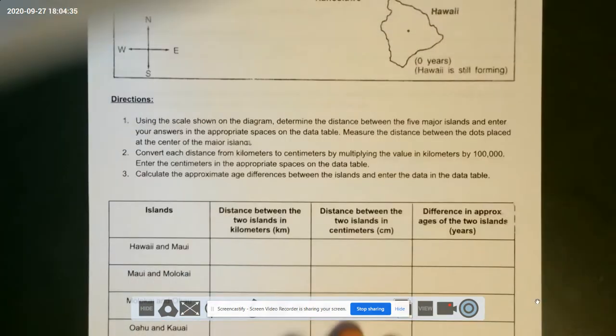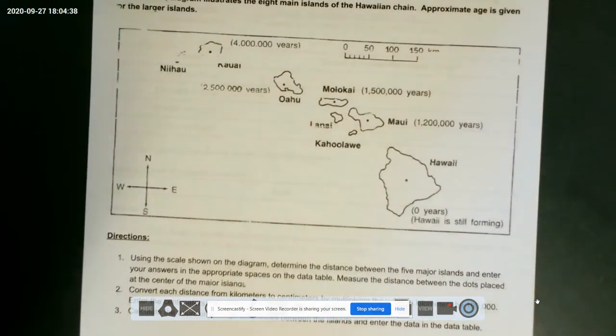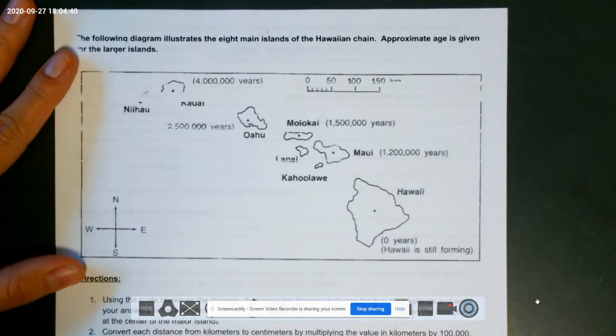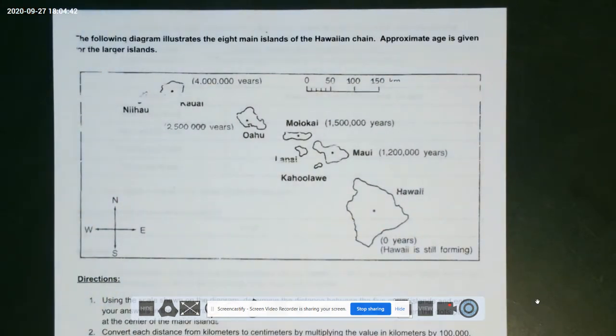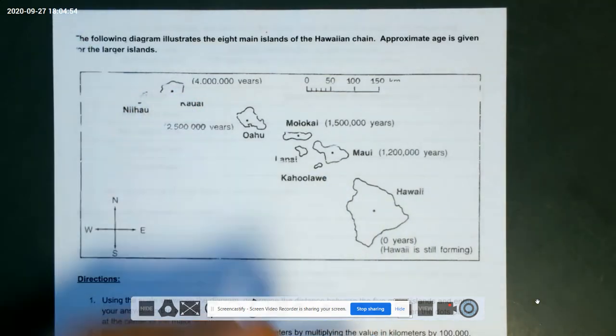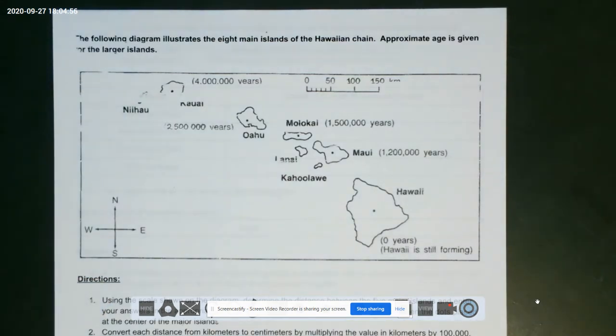So I'm going to jump to the next page. Now my printer is terrible, so I apologize that you can't see the numbers very well, but we'll walk through it. So this is saying that we have the Hawaiian chain here now. So we're going to talk about some of the bigger islands. We've got Hawaii, Maui, Molokai, Oahu, and Kauai. Those are the main islands that we're actually going to be measuring. And you could see they plugged in some of the smaller islands as well.